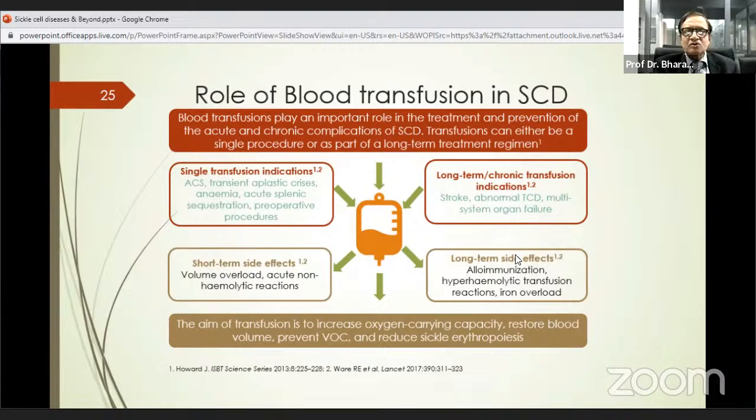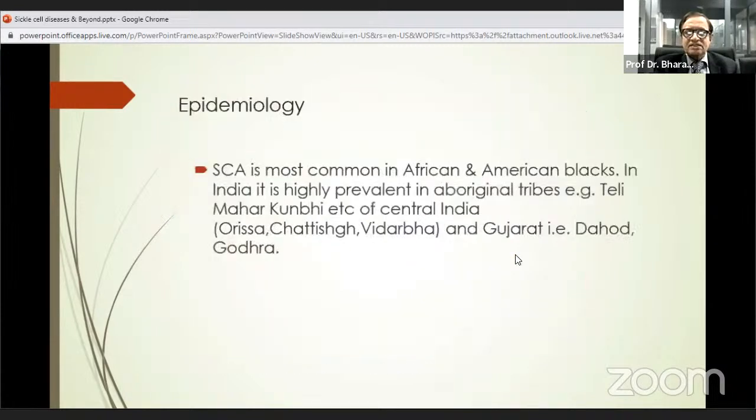Short-term side effects of the transfusion are volume overload and acute non-hemolytic reaction. Chronic transfusion is indicated in stroke, abnormal TCD, and multi-system organ failure. The long-term side effects of blood transfusion are alloimmunization, hyperhemolytic transfusion reaction, and iron overload. The aim of transfusion is to increase oxygen carrying capacity, restore blood volume, prevent VOC, and reduce sickle erythropoiesis.